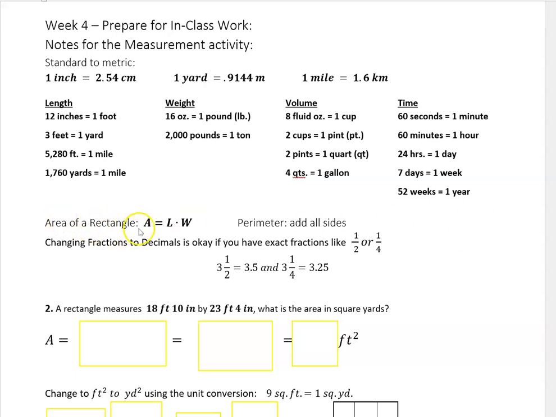Also, just a reminder, the area of a rectangle is length times width. And for the perimeter of a rectangle, you can just add up all sides. There is also the formula 2L plus 2W, but it works just to say add all sides as well.